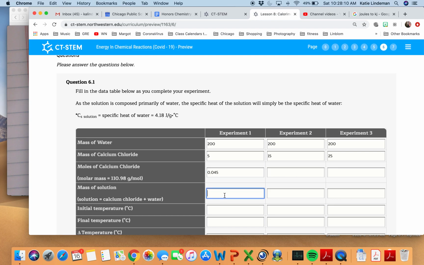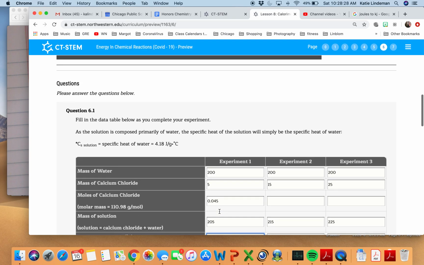The next box is asking, what is the mass of the solution? So that is the mass of these 2 numbers together. So 200 plus 5 is just 205. You can fill this one in too. 200 plus 15, 215. 200 plus 25, 225.